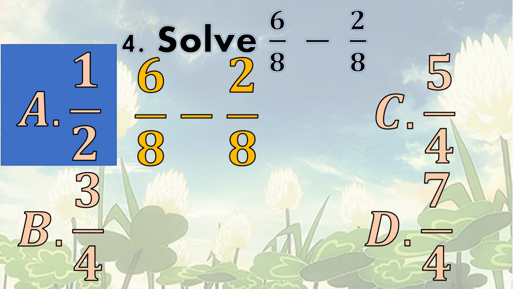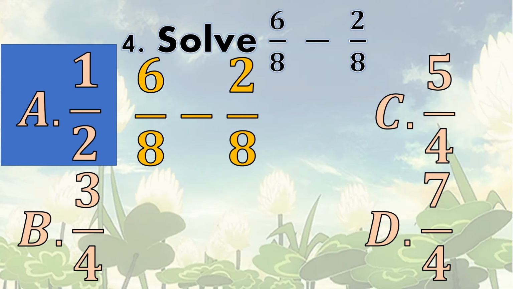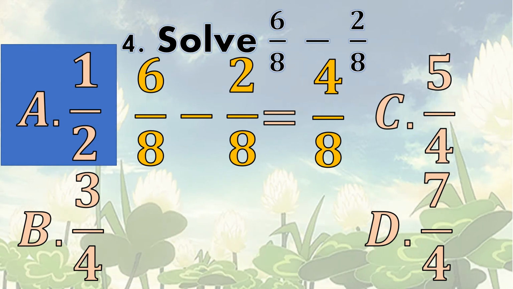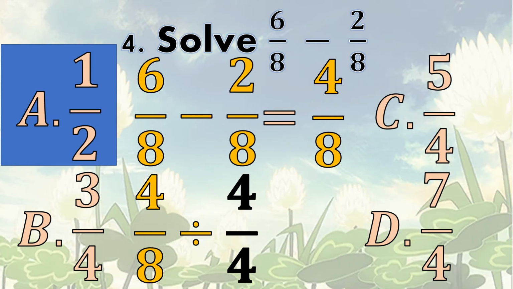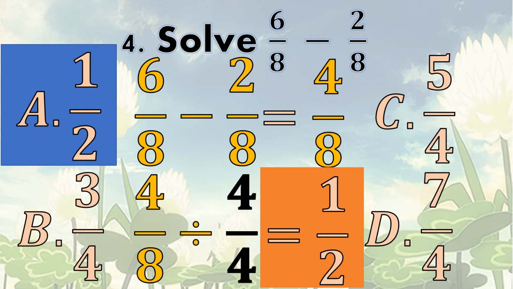Why? So in getting the difference of the same denominator, we only need to copy the denominator and subtract the numerator. So we have 4 over 8. And 4 over 8 can be divided by 4, its GCF. So the final answer will be 1 half.